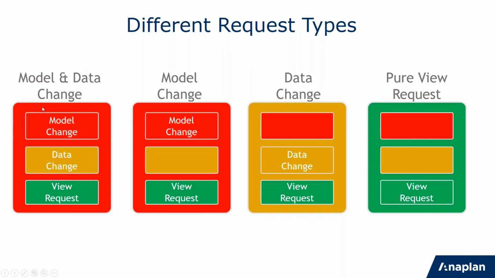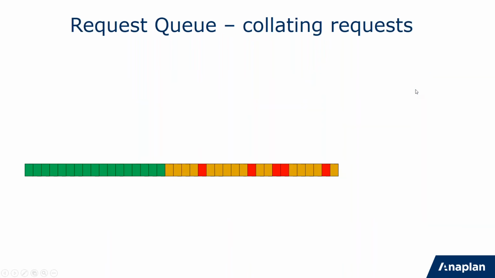And so we categorize the entire request by whether it's got a model change, a data change, or just a view. And we keep them on a queue, and we put all the views at the front of the queue, and we put the rest higgledy-piggledy at the back.